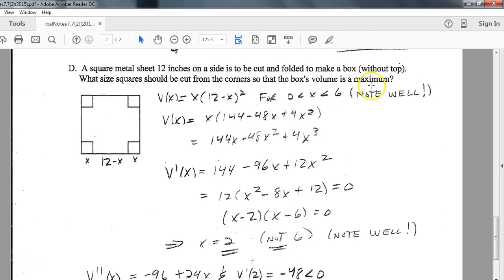Again, this one's saying maximize your volume. So we're going to find the derivative of this and set it equal to 0. Here we are setting the derivative equal to 0 and solving for x.